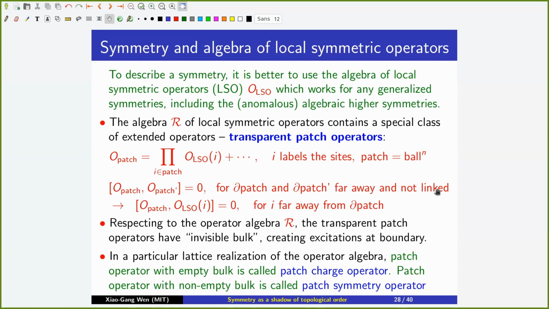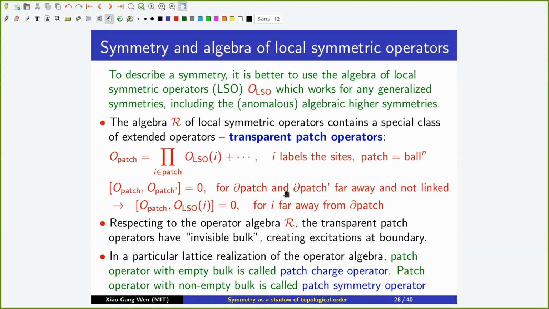Sometimes, like in 3 dimensions, we have 2 disks, and the 2 disks may have this kind of configuration. The boundaries, the 2 loops, are linked. Then in that case, these 2 patch operators may not commute. But otherwise, they would commute. So we have one patch like this, another patch like this, and if they don't link like this one, they would commute.